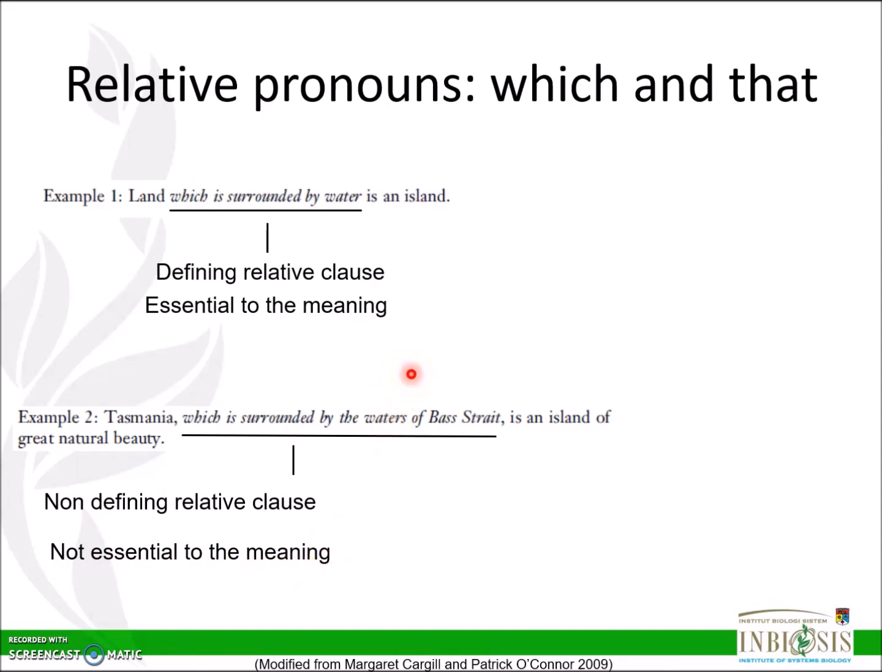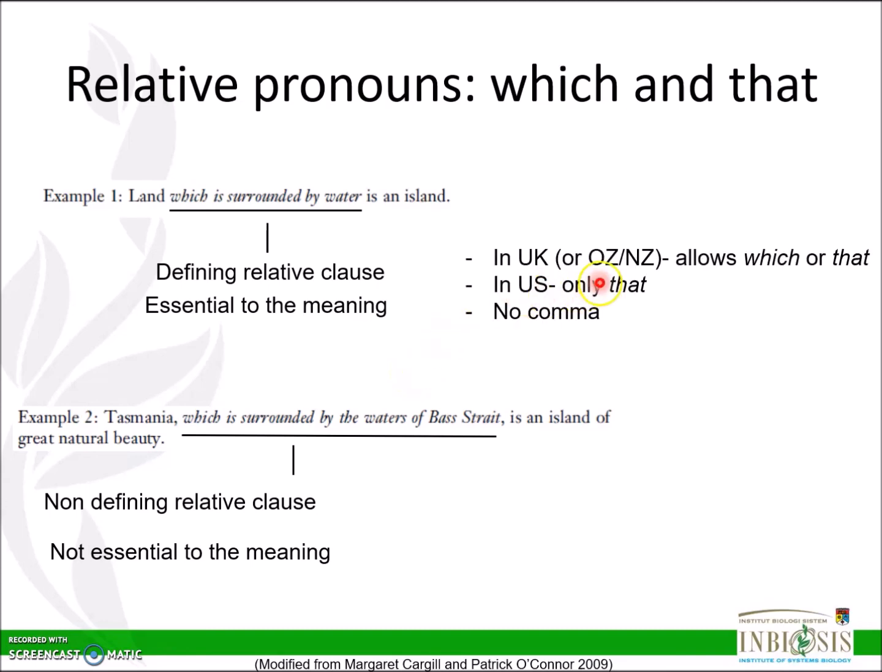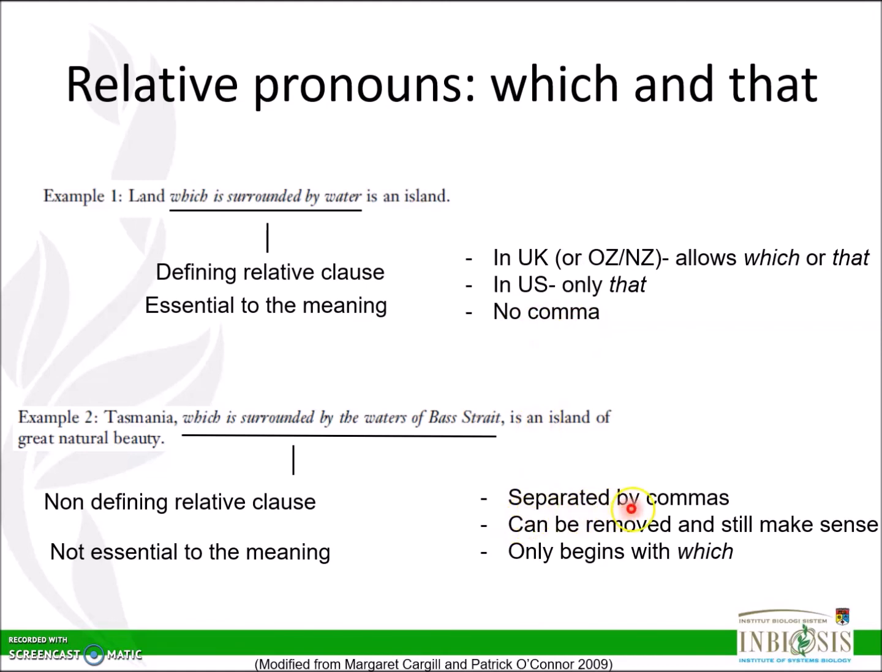In the first example, a defining relative clause, either which or that is allowed in British English, including Australia and New Zealand. Whereas only that is allowed in American English. This defining relative clause does not use a comma either. For the non-defining relative clause, as we detailed just now, it comes with a comma and the phrase can be removed while retaining the meaning of the whole sentence. In this case, we are only allowed to use which.